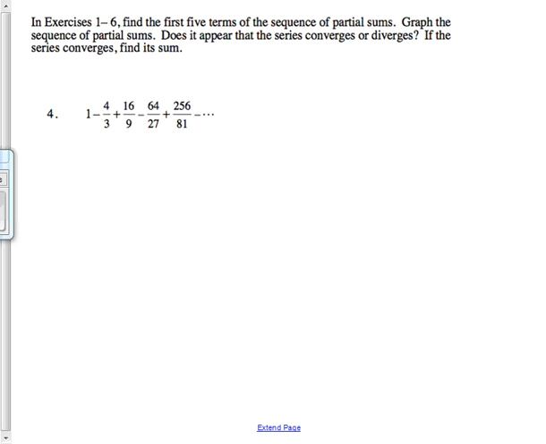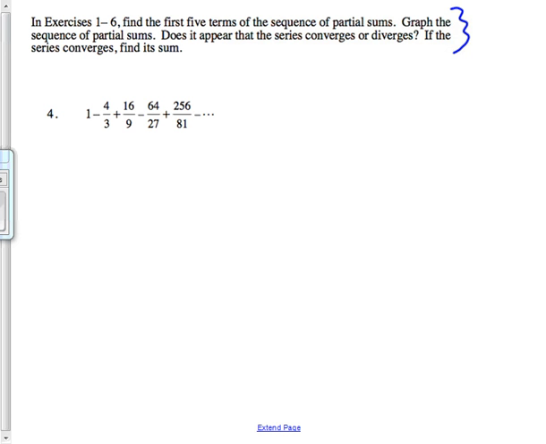Let's look at another one. It says, find the first 5 terms of the sequence of partial sums. Graph the sequence of partial sums. Does it appear that the series converges or diverges? If the series converges, find its sum. Well, there's a lot of questions, a lot of preamble here. I'm going to jump right to the fun stuff.